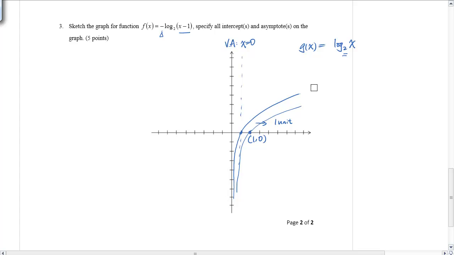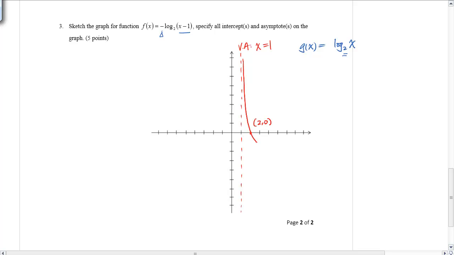So based on these conditions, we can now draw the f(x) function. It has a vertical asymptote that is x equals 1, it has an x-intercept that is (2, 0), and because it's a reflection about the x-axis, the shape will be a decreasing function shape, and that will be the sketch of this function.